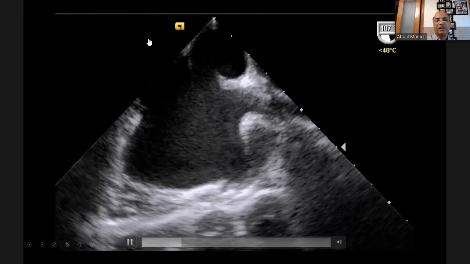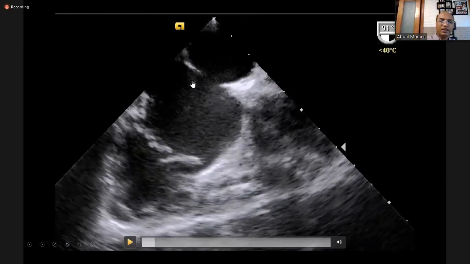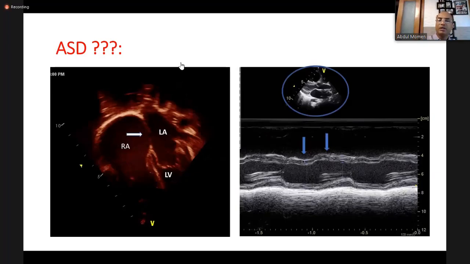Sometimes we miss the ASD if it is located in the superior or inferior part. Here is the RA and RV dilated. The IAS seems intact, but there is no ASD seen. So sometimes we should be very careful, and there is the RV pressure and volume overload here.